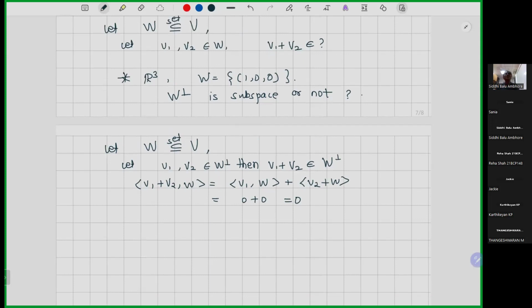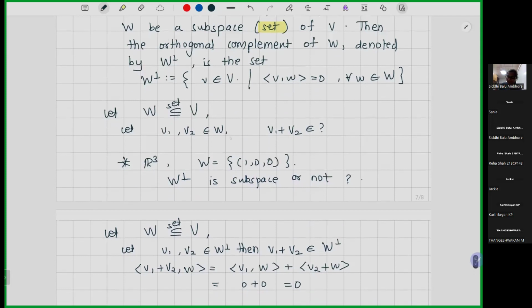Okay, so sorry. Just because I wrote W here, you were saying that W is a subspace. Was that because of my writing mistake?